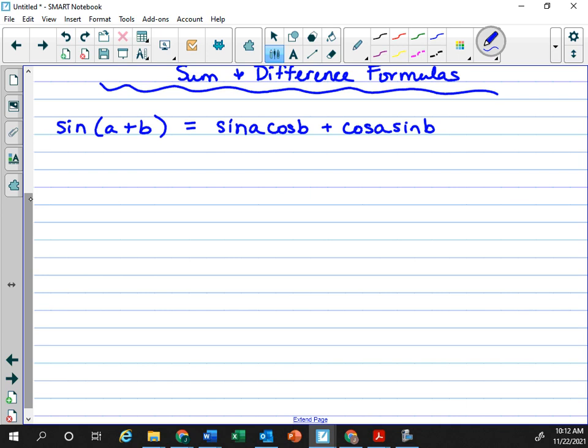Okay, it's the sum and difference formula, so we're also going to do the difference. So sine of A minus B. It's the exact same thing, but with a subtraction sign. So sine of A times cosine of B minus cosine of A times sine of B.